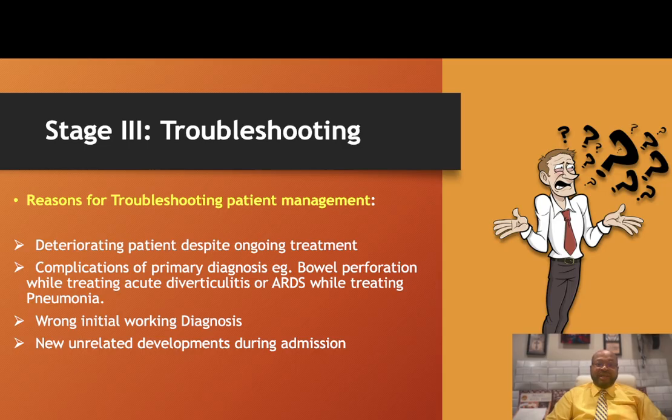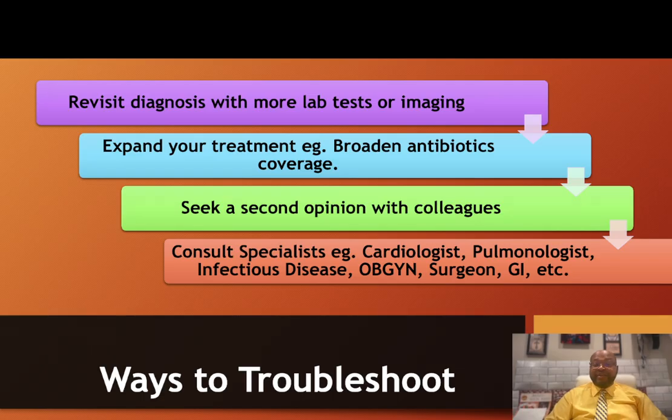And how do you do that? You might need to revisit the diagnosis with more images or more lab tests. Two, you might need to expand your treatment, like broadening the antibiotic coverage. You might need to seek a second opinion with your colleagues, or even consult specialists like the pulmonologist, the infectious disease specialist, cardiologist, or other specialties so you can get their expert opinion.